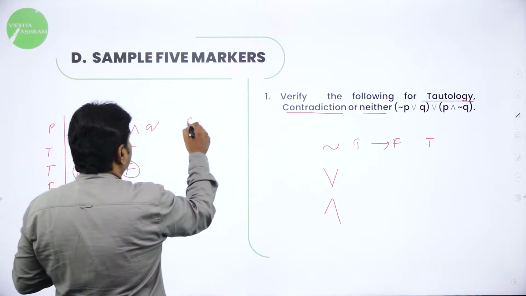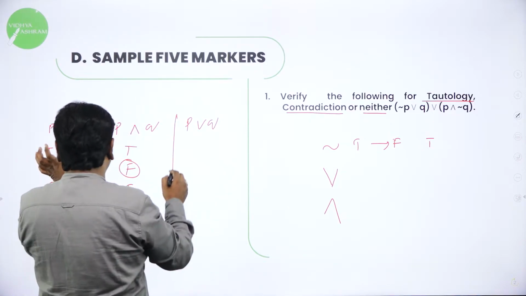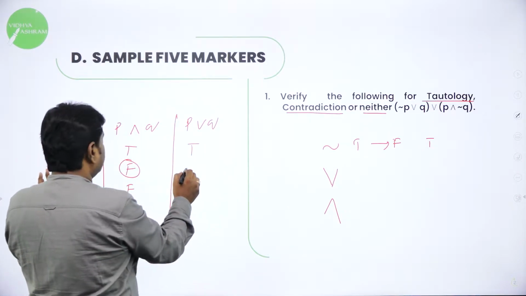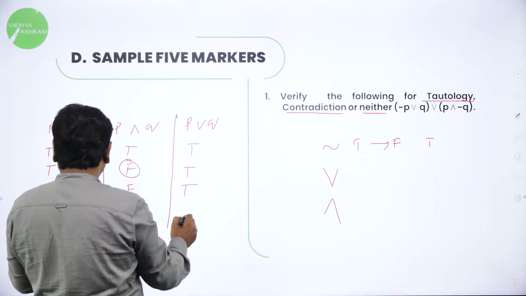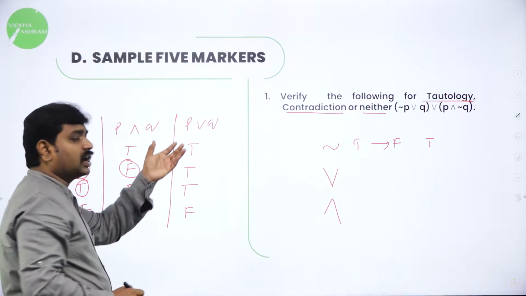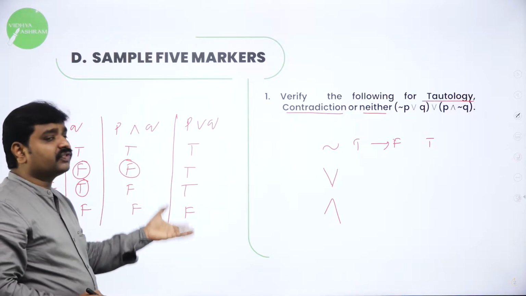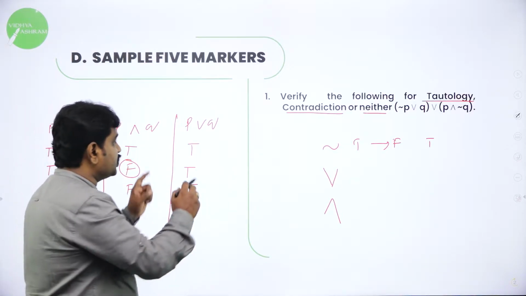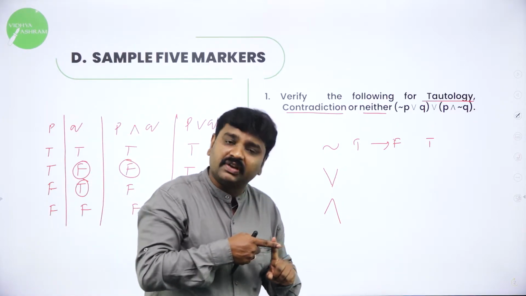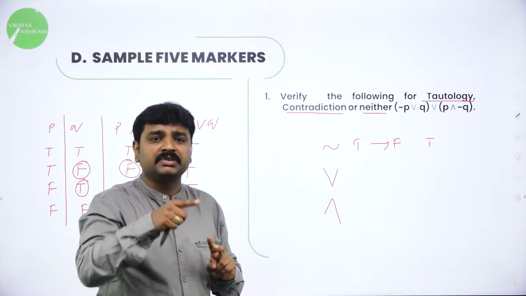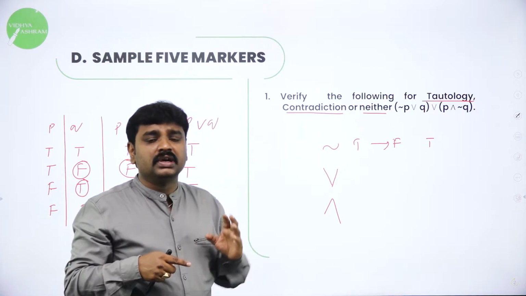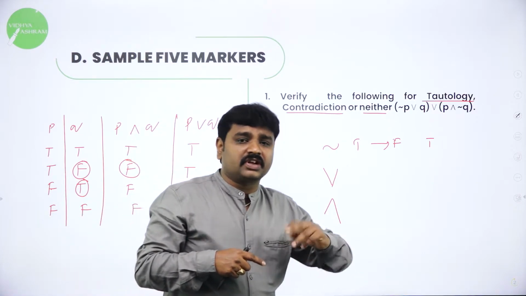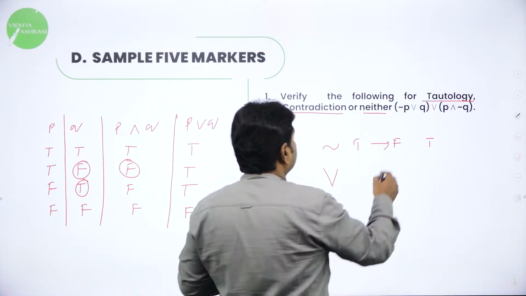For P OR Q, the logic is what? If any one is true, the result is true. Here out of these two, one is true, true. So one is true, true. So both are false, so the result is false. Then these three you should know. AND means if any one is false, the result is false. OR means if any one is true, the result is true. Negation means true becomes false and false becomes true. If you know that, then we can check this problem.